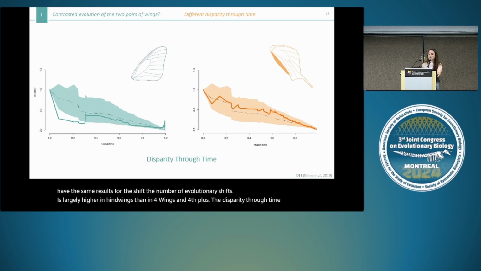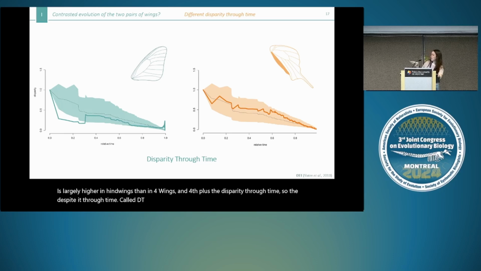The disparity through time, called DTT, detects a discernible departure from the null model of Brownian motion for forewing shape, especially at the beginning of the evolutionary history, which means that we are less disparate.